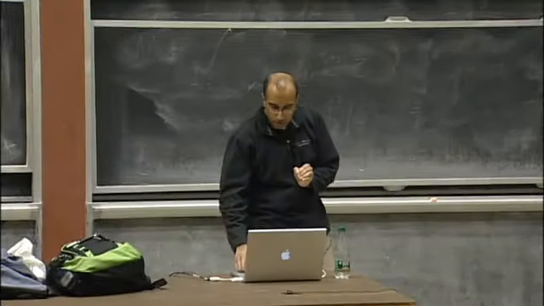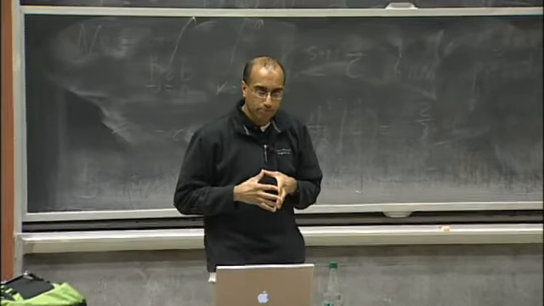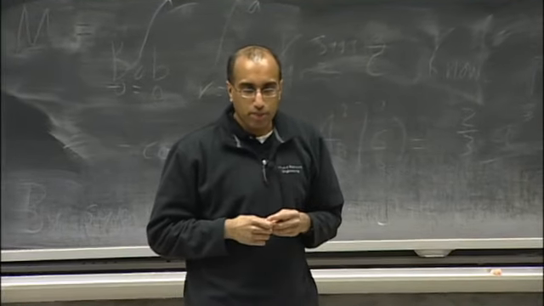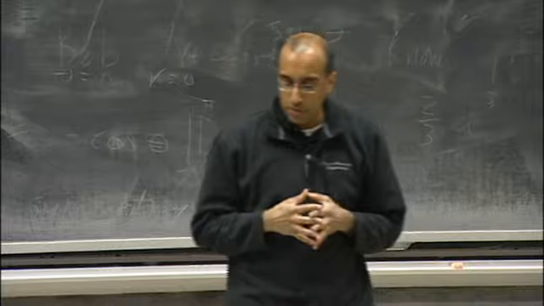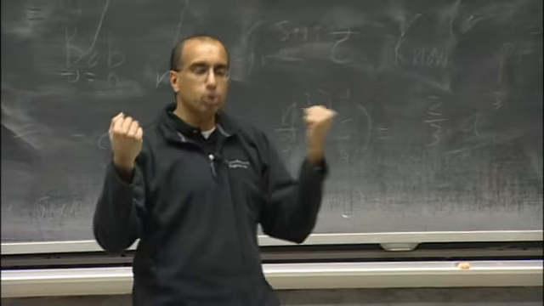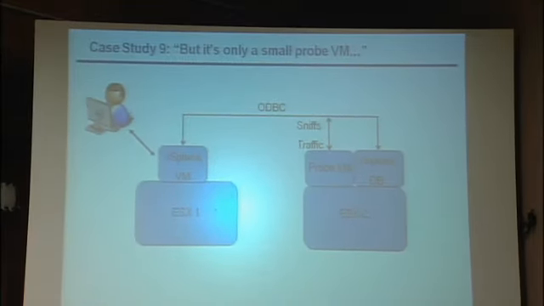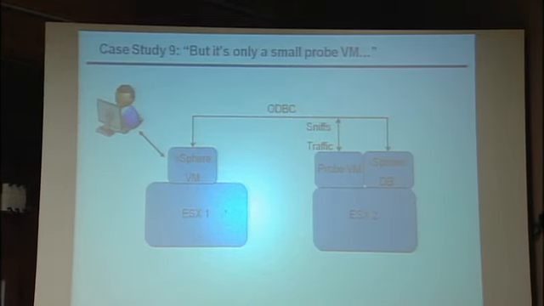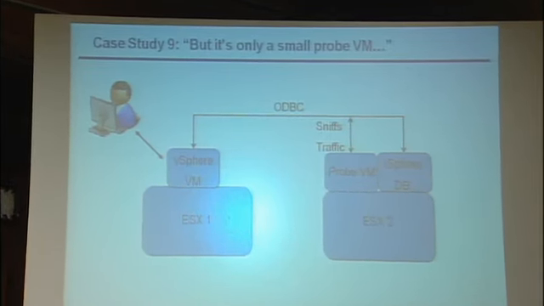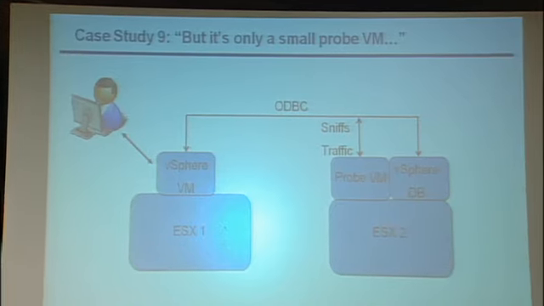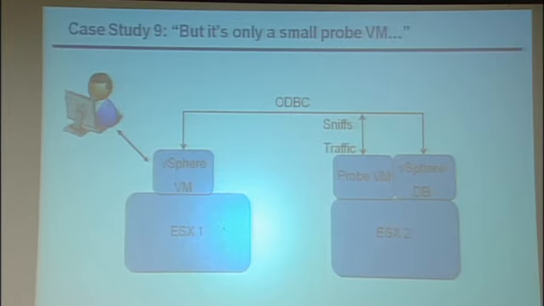Let's talk a little bit about a very simple performance problem related to this. And I call this, but it's only a small probe VM. I'll explain what this means in a minute. Essentially, you've got 2 ESX hosts that both want to run VMs. Okay? And I've got a user, depicted by the user icon, and he's talking to this one VM. Let's call this VM the vSphere VM. Please pardon the nomenclature, it doesn't really matter. But anyway, he's talking to this vSphere VM on one of the hosts.